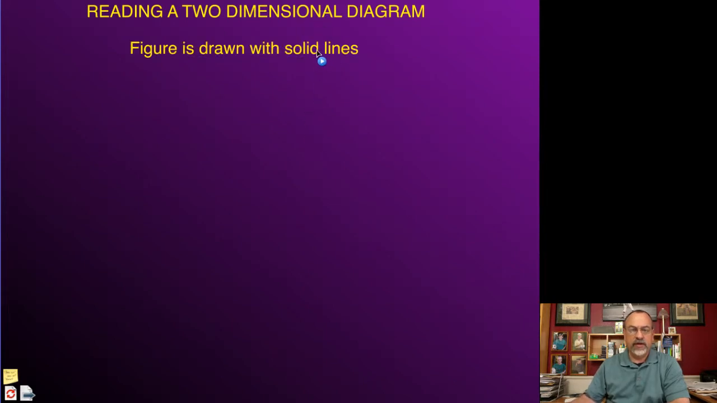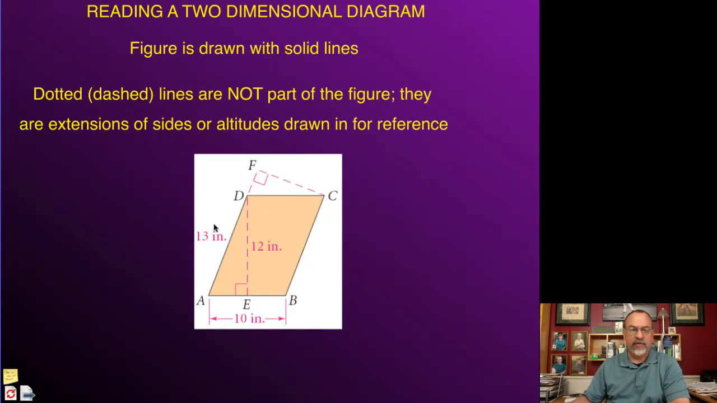The key is that the height and the base that you use must be perpendicular to each other. So a couple of quick notes about how diagrams are drawn. Dotted lines or dashed lines are not part of the figure. They are simply extensions of a side or an altitude that's been drawn in for reference. In other words, if you're asked to determine the area of this parallelogram, you'll notice that the shaded area in orangish color, that's the area.